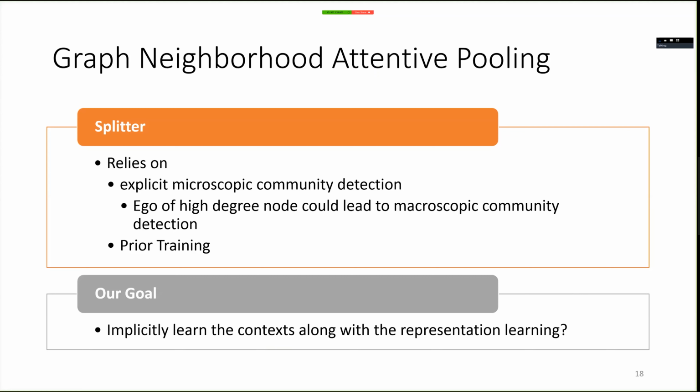So our goal in this approach, in this work on graph neighborhood attentive pooling, is to implicitly learn the context rather than try to explicitly model the context by doing community detection on the structure. Okay, so let's talk about this.